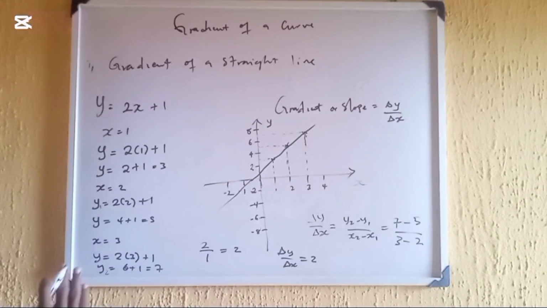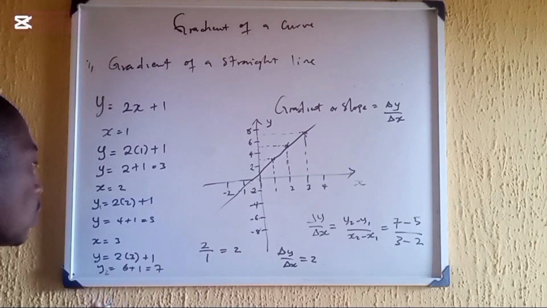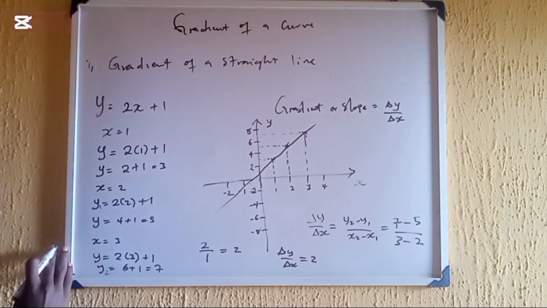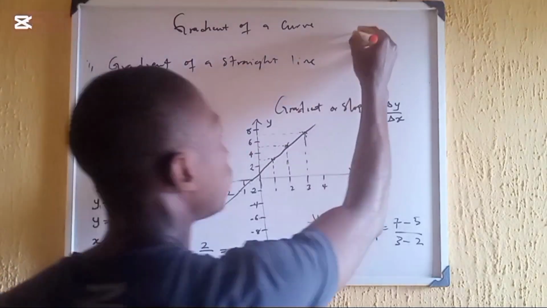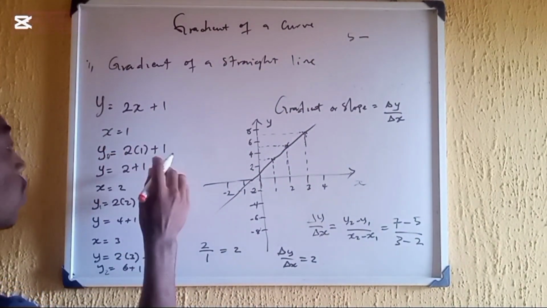Now let's use the other points, that is x1, x0, and y1, y0. So here's our y1. We have y1 is equal to 5. And we have y0 is equal to 3.